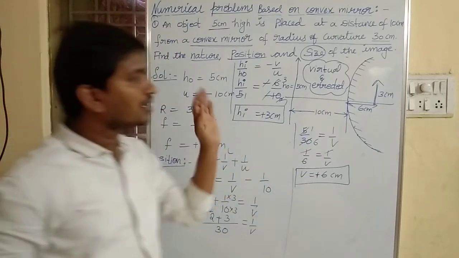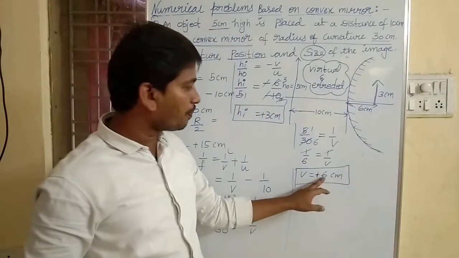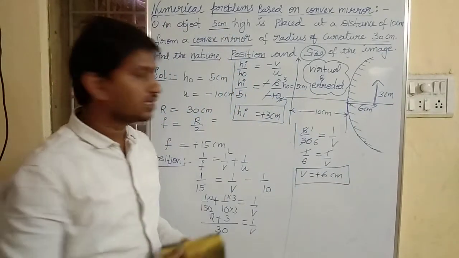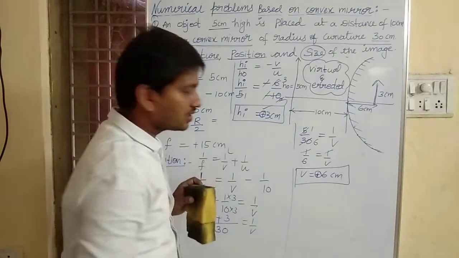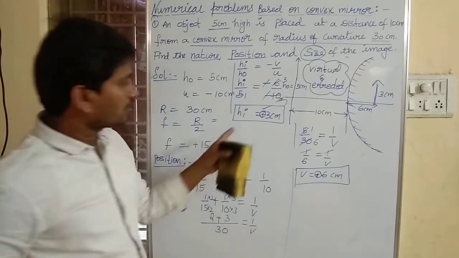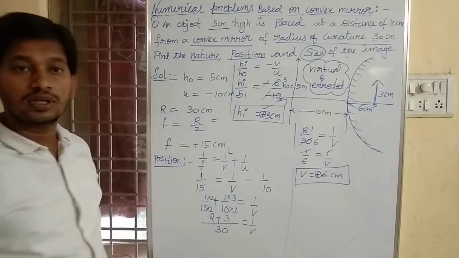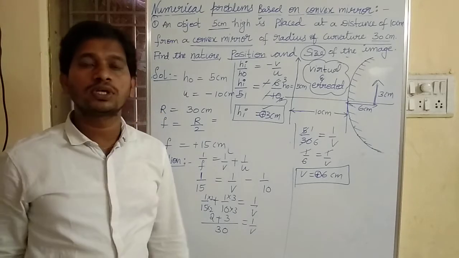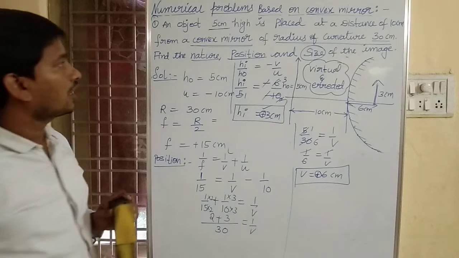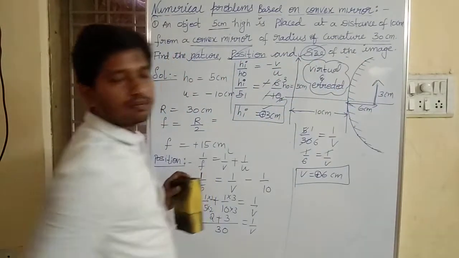We got the image behind the mirror, the back side of the mirror. Hence it is plus 6 cm. This plus sign indicates the back side of the mirror. This plus sign indicates it is above the principal axis, this is the back side of the mirror. Sign conventions are very, very important while doing numerical problems on convex mirror. I hope you understood the position, nature and size of the image.